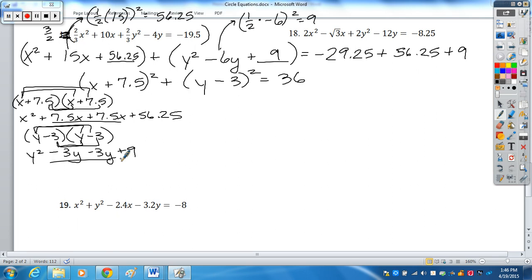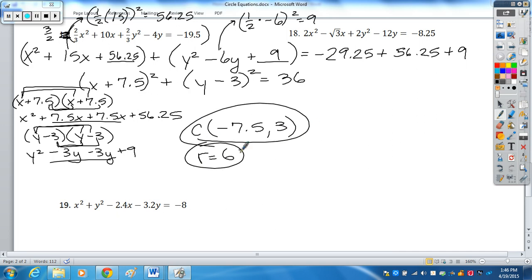Okay. So the center is going to be at -7.5 comma positive 3 with a radius of 6, which is the square root of 36.